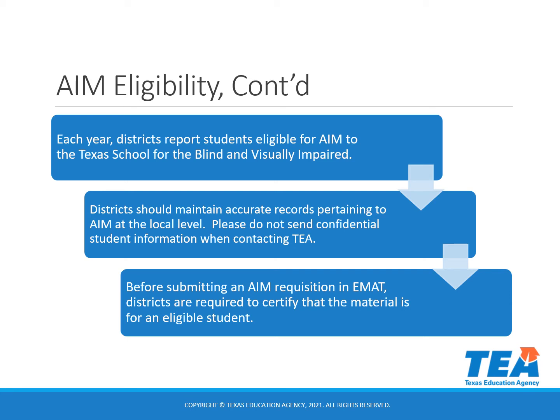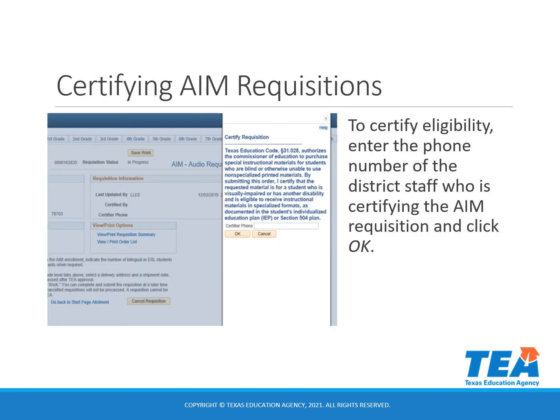Before submitting an AIM requisition in EMAT, districts are required to certify that that material is being ordered for an eligible student. The Instructional Materials Coordinator entering the AIM requisition will certify eligibility just before submitting that requisition to TEA. This is important to note because we used to have enrollment loaded into EMAT, and districts could only order if they had AIM population for that subject or course. It's much easier now. To certify eligibility, you'll simply enter the phone number of the staff member who is certifying that AIM requisition and click OK.